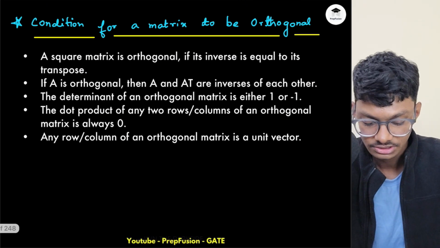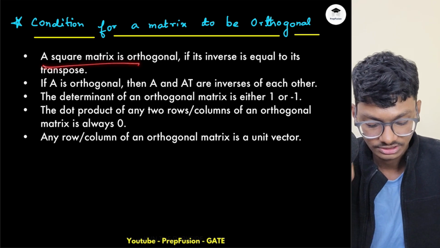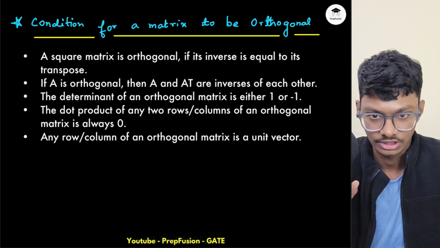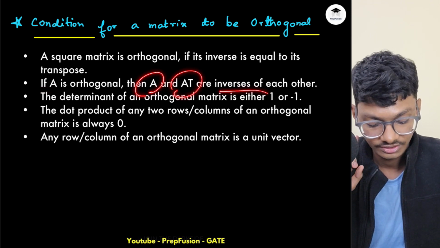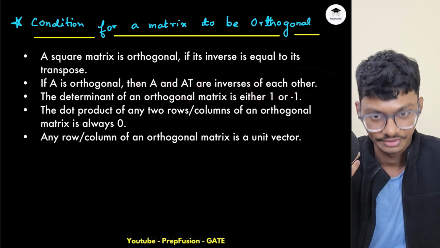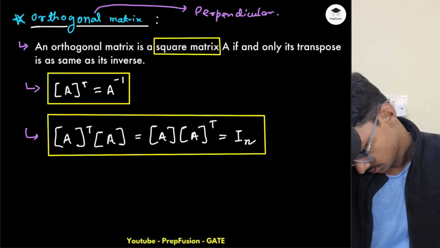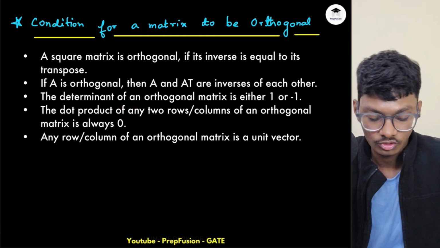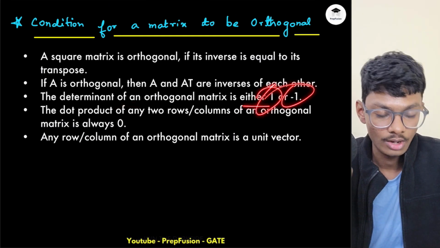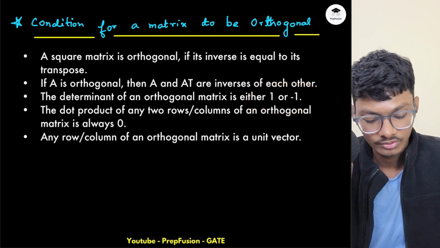So what are the conditions? A square matrix is orthogonal if its inverse is equal to its transpose. That is already known. If A is orthogonal, then A and A transpose are inverses of each other, which is true again. The determinant of an orthogonal matrix is either 1 or minus 1. So if a matrix is orthogonal, then its determinant will be 1 or minus 1.